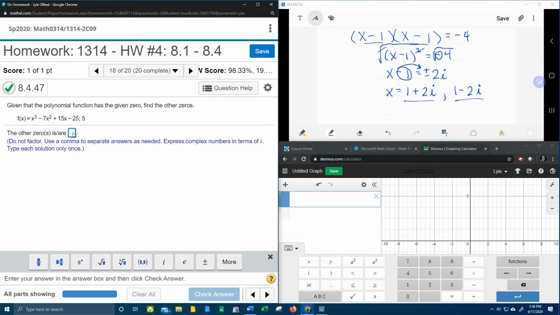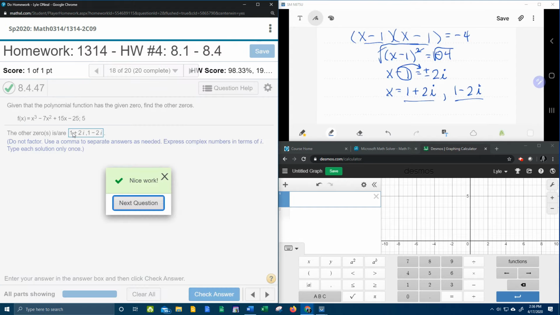So let's see how to put those into MyLab math. 1 plus 2i, comma, 1 minus 2i. Bam! And we're done. And so that's how you do that particular problem.